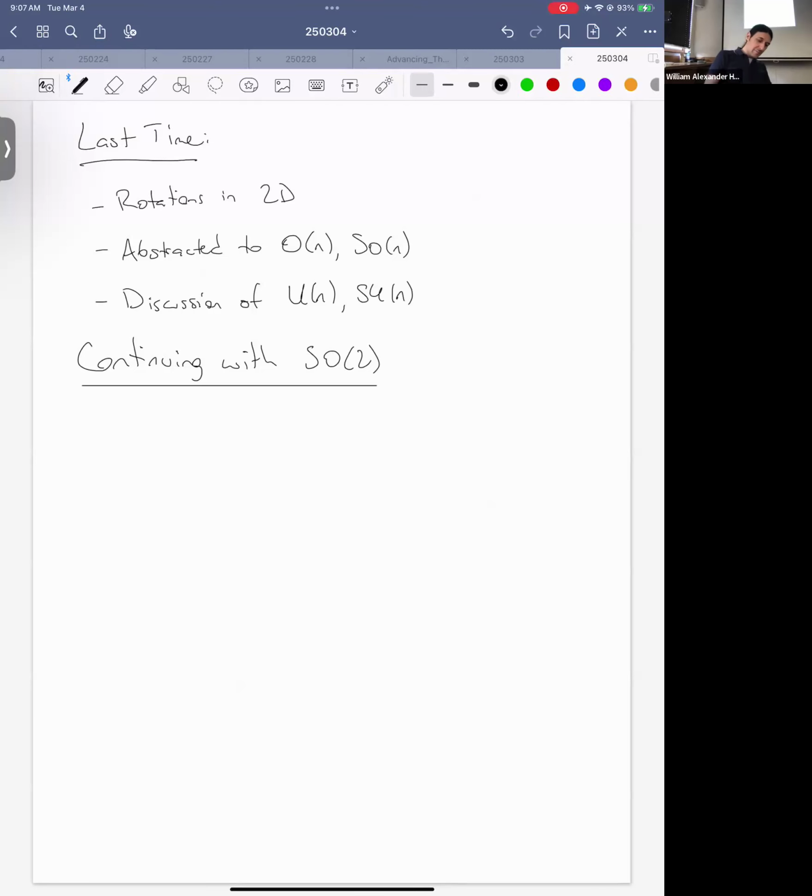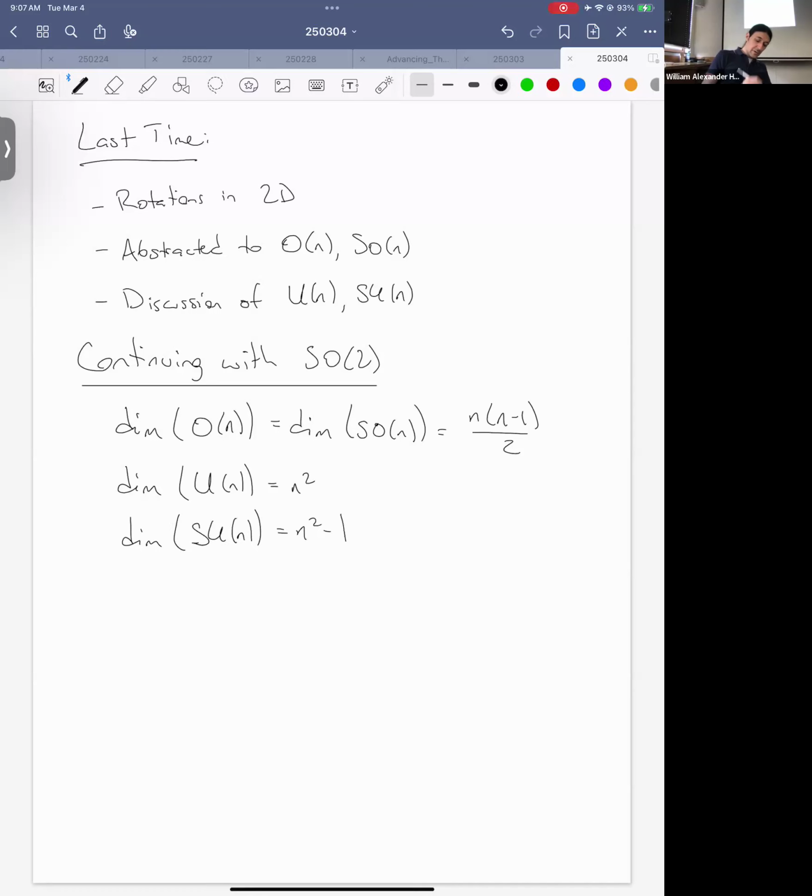Remember that the dimension of ON is the same as the dimension of SON, which you said was n times (n minus 1) over 2. And then the dimension of UN is n squared, and the dimension of SUN is n squared minus 1.